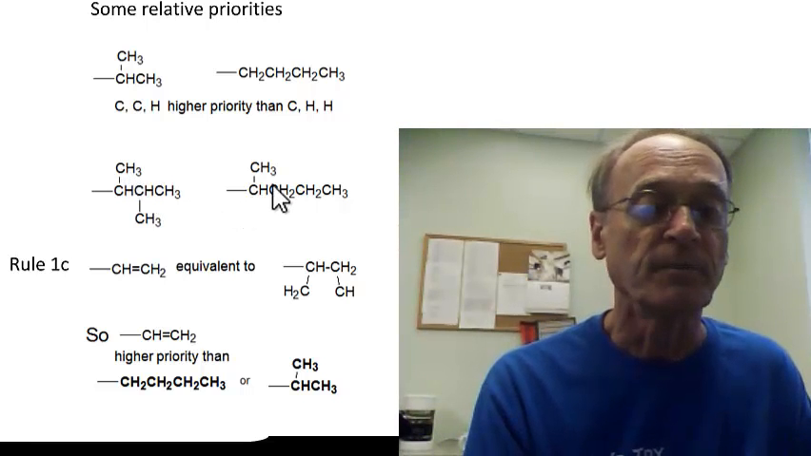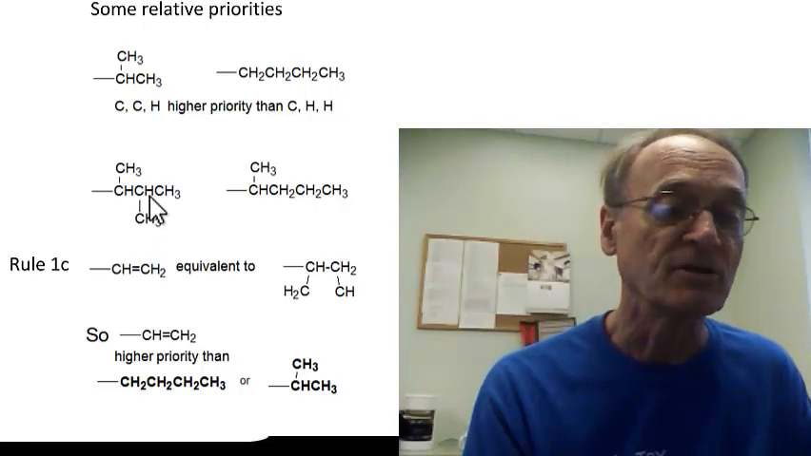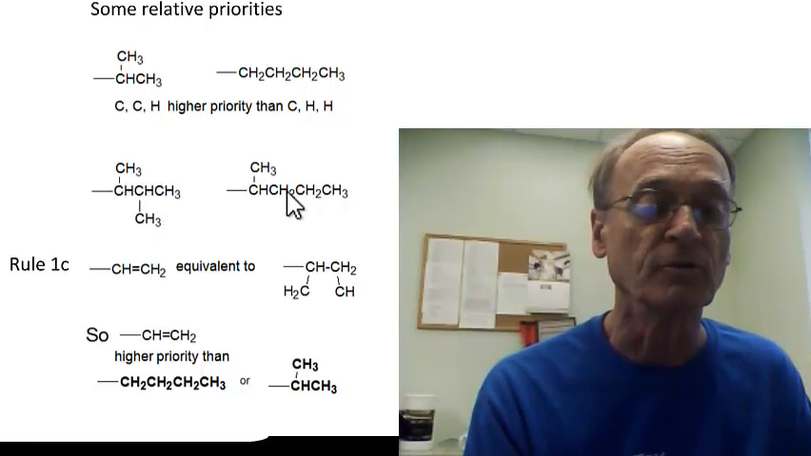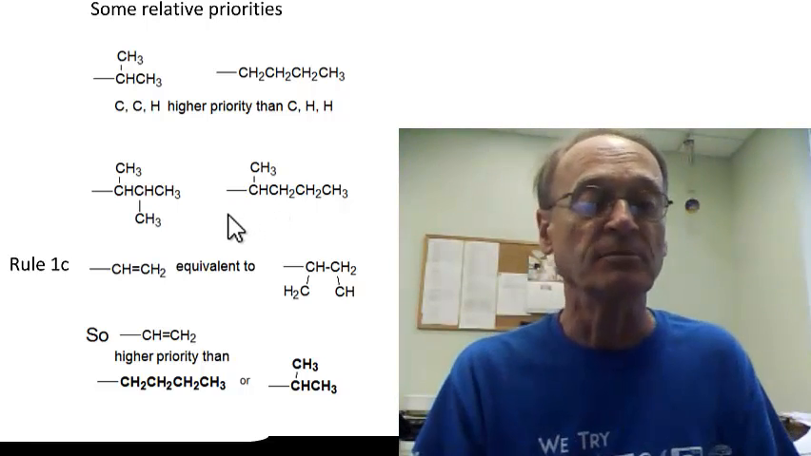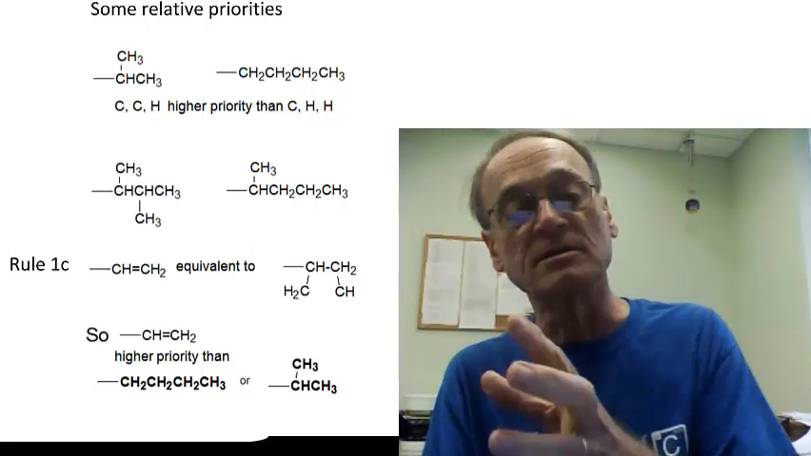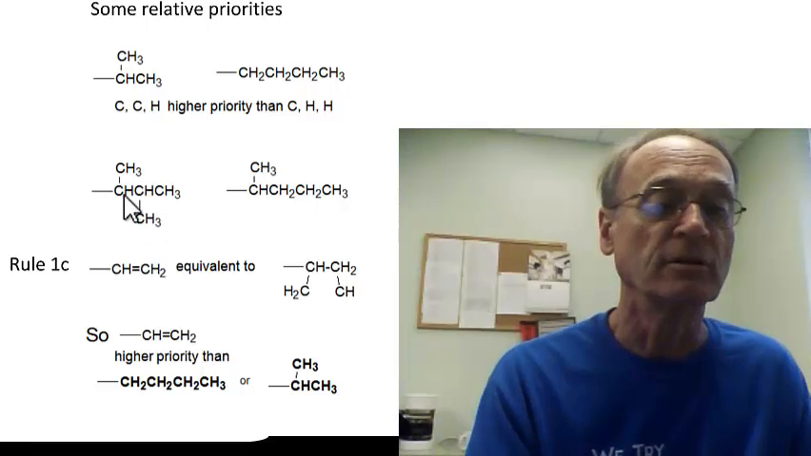What about here? Well, again, this carbon is heavier than this one. So what we're going to be doing is comparing that carbon with that carbon. And this has 2 carbons and a hydrogen, whereas this only has 2 hydrogens and a carbon. So in other words, the point is, if you can't tell by looking at the first set of atoms, then you go to the next heaviest one and look at its set of atoms. And therefore, this is higher priority.